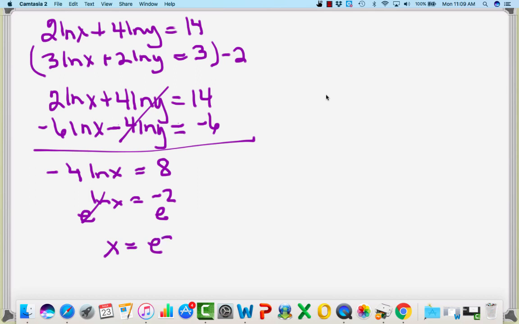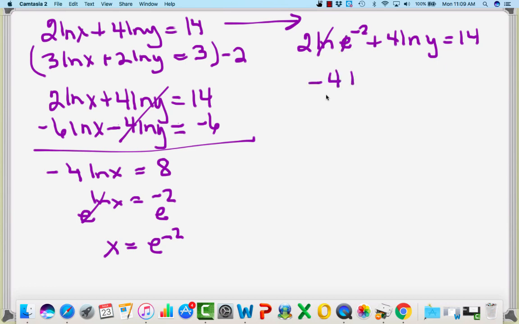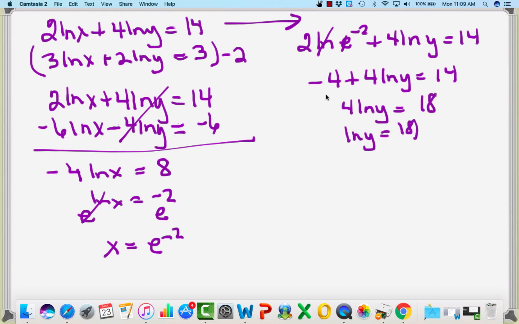Now we'll go back and substitute that in. So I'm going to take that first equation and have 2 natural log of x, but x is e to the negative 2, plus 4 natural log of y equals 14. But the natural log and the e are going to cancel each other out. I'm going to get 2 times negative 2, that's negative 4, plus 4 natural log of y equals 14. Add 4 to both sides and get 4 natural log of y would equal 18. So the natural log of y is going to be 18 fourths, which is 9 halves.